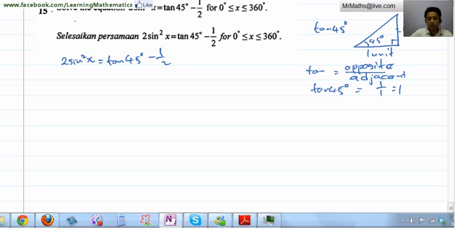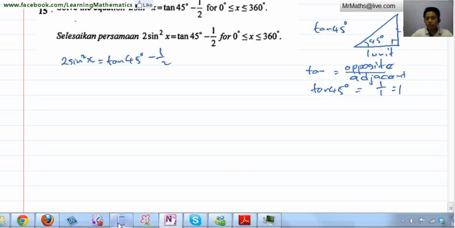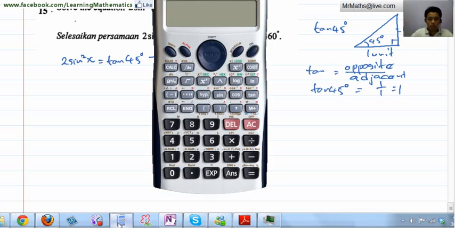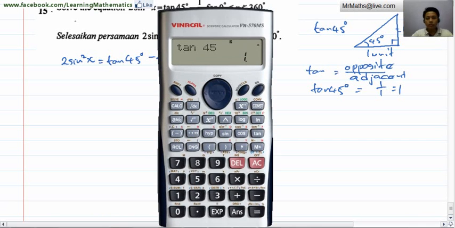Or if that's not convincing enough, we can try to use calculator. But it's always good for us to deduce the value of tangent 45 like this, or any other trigonometry like sin 30, cos 60, and so on. But if you are not so comfortable, then try this tangent 45. Yep, 1. Okay, tangent 45 is 1.